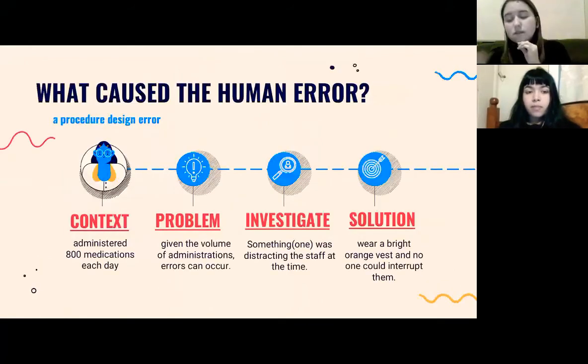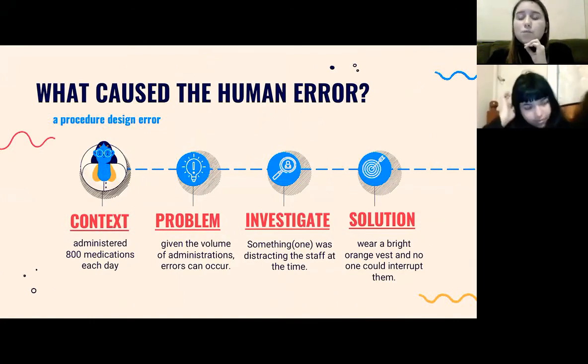The following example is not a product design error, but a procedure design error. Becky Richards, director of clinical service at Kaiser South San Francisco Hospital, where nurses administered 800 medications each day. The nursing team took notes, transcribed them so that they were legible, ordered at the pharmacy, and when it arrived, it was administered to the patient.